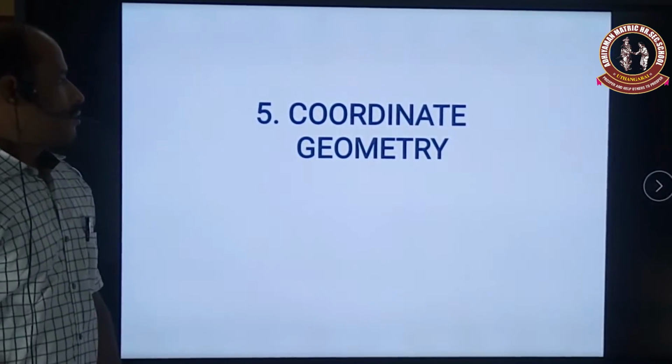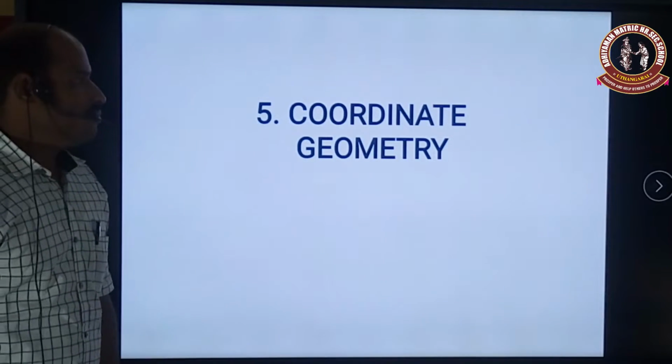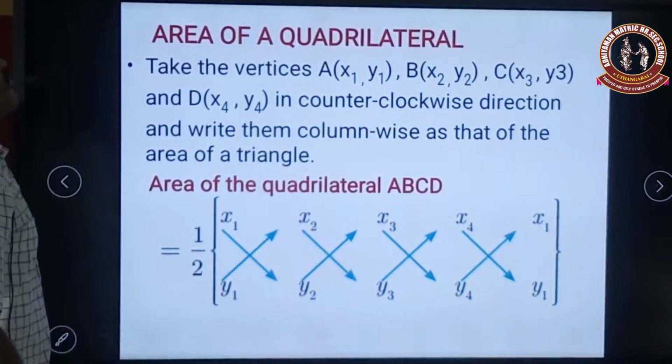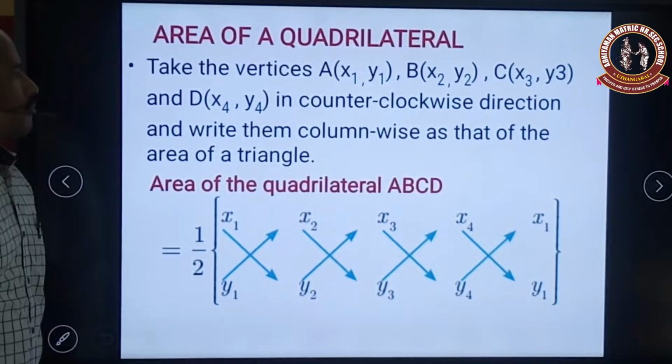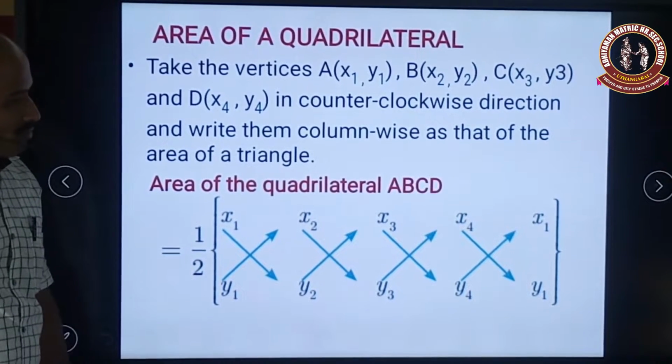Today is the next lesson, the fifth lesson, on the coordinate topic. Today's topic is the area of the quadrilateral. A quadrilateral is a four-sided figure.